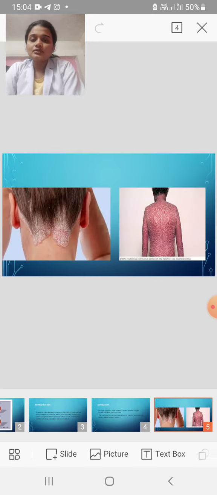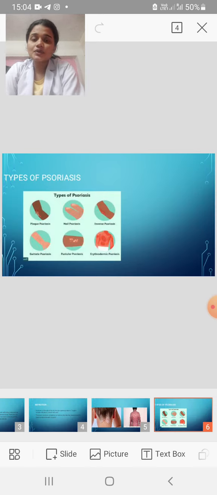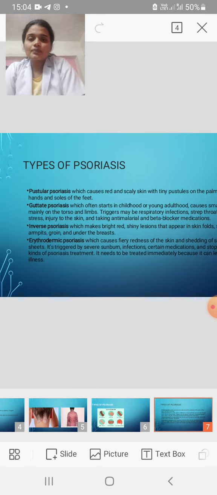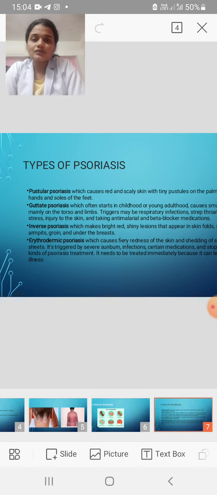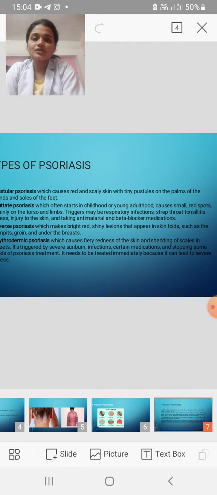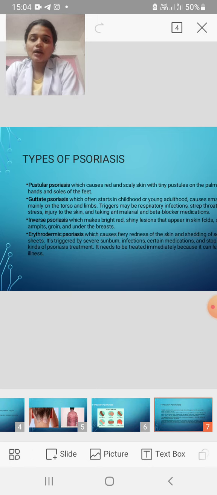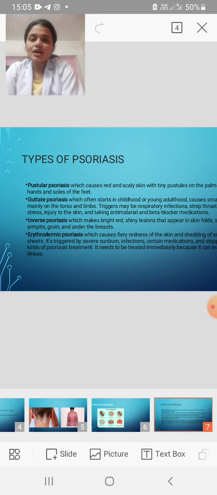And in psoriasis we see different types. Types of psoriasis are: pustular psoriasis, which causes red and scaly skin with tiny pustules on the hands and the soles of the feet. Guttate psoriasis, which often starts in childhood or young adulthood.